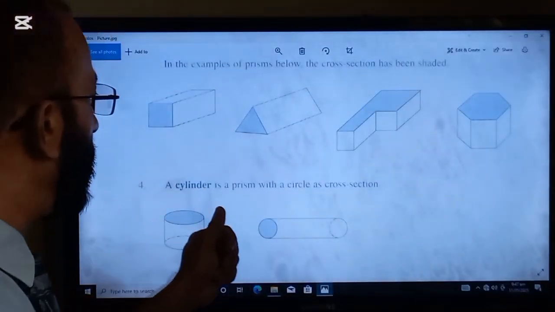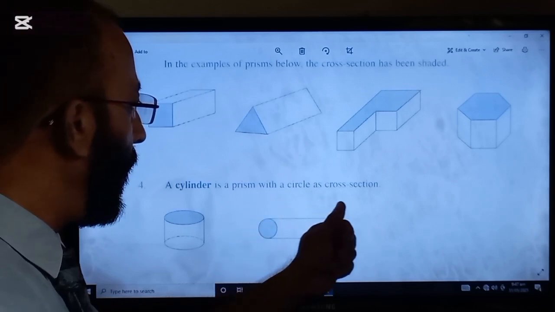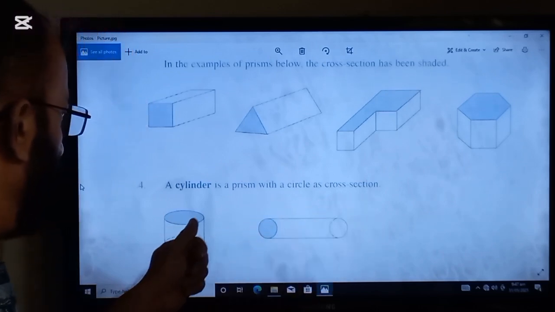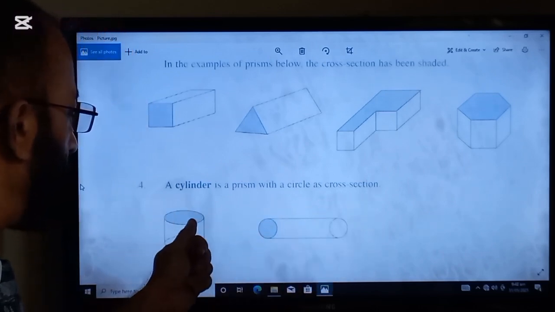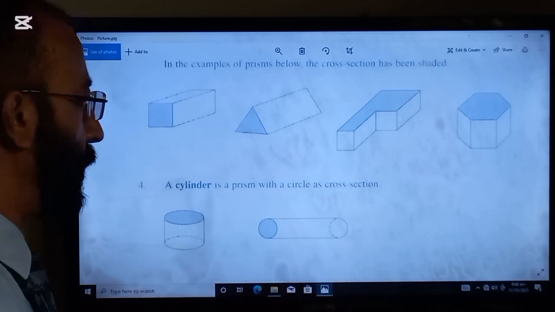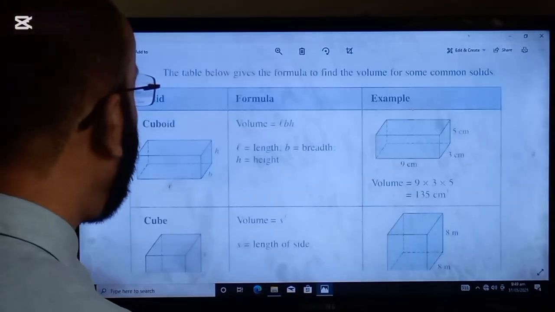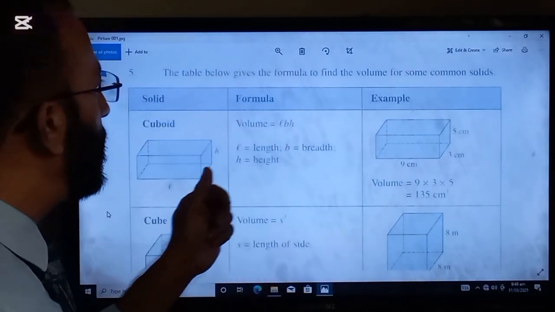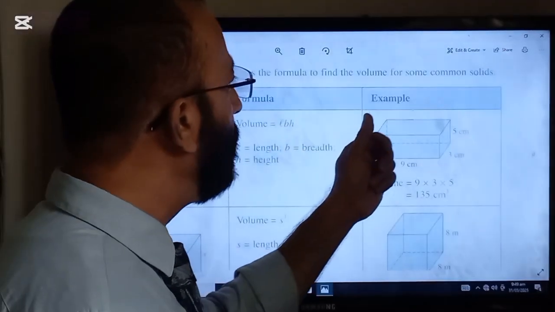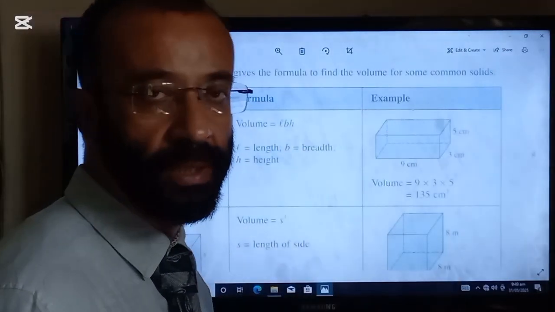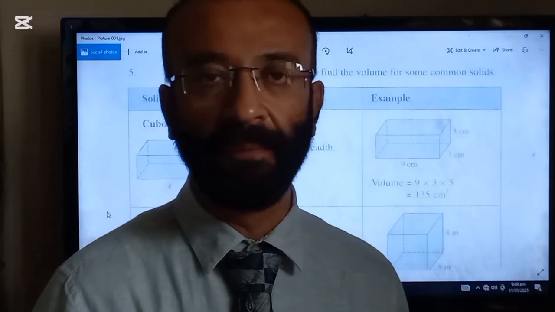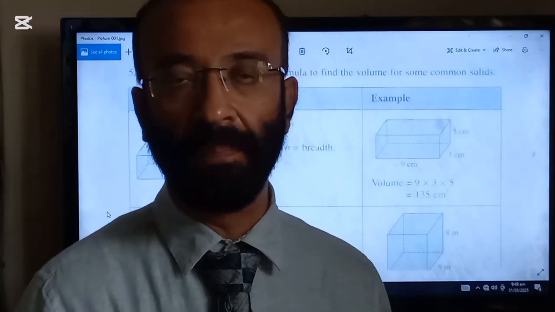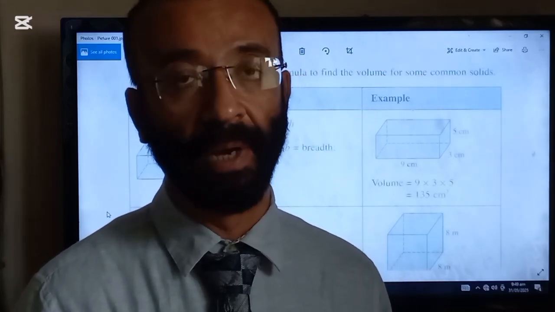A cylinder is a prism with a circle as cross section. So circle is the cross section of a cylinder. The table below gives the formula to find the volume for some common solids. So these are some common figures which frequently come in the paper whose volume is required.